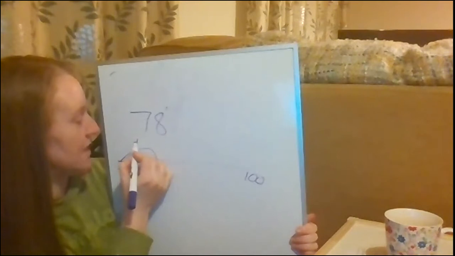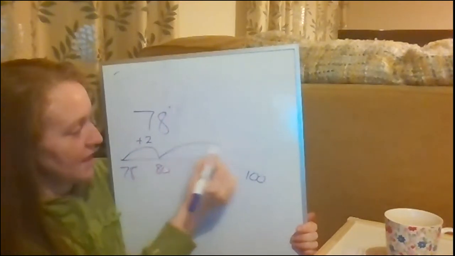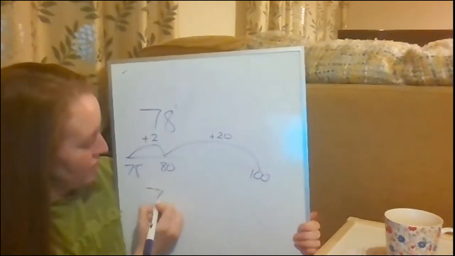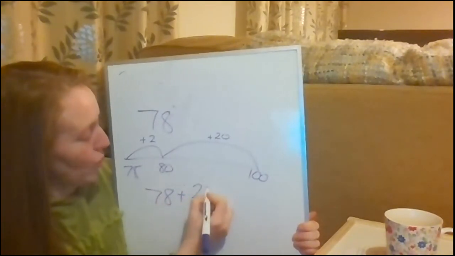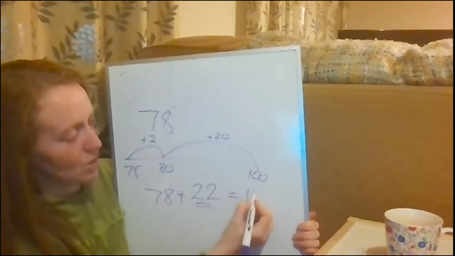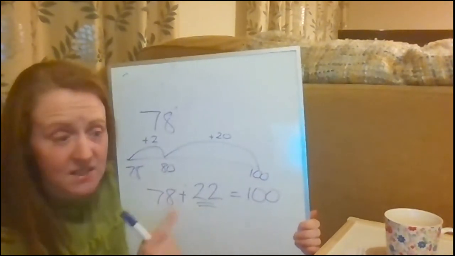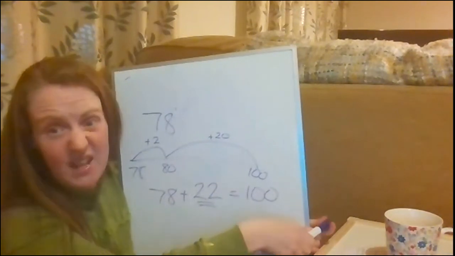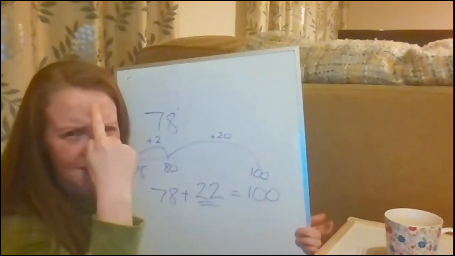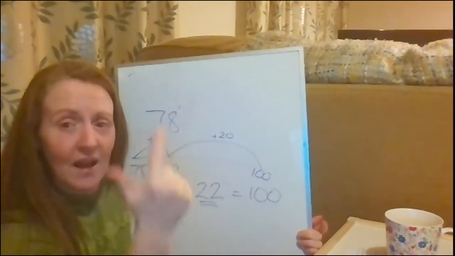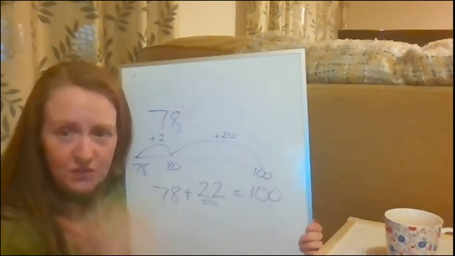So 78 to the next 10 is 80. 80 to 100 is adding on 20. So you should have had 78 add 22 equals 100. Well done if you managed to do that. If you did it like this, fantastic. You've remembered a method. You may have easily done that in your head. 78, 88, 98, that's 20, and then 2 more, 22. That's your 5 a day, children.